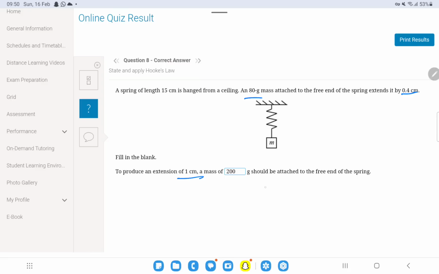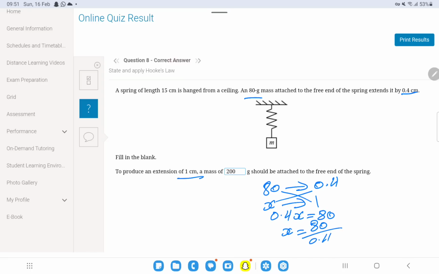So if 80 grams produces a 0.4 extension, how many grams, x grams, will produce a 1 centimeter extension? You cross multiply: 0.4 x equals 80, and x equals 80 over 0.4. Now, if this question ever comes written in finals or periodic or whatever, don't do it this way. This is for you to save time in the AMS. But if it comes in the periodic, you have to use Hooke's law. So the answer is 200 grams.